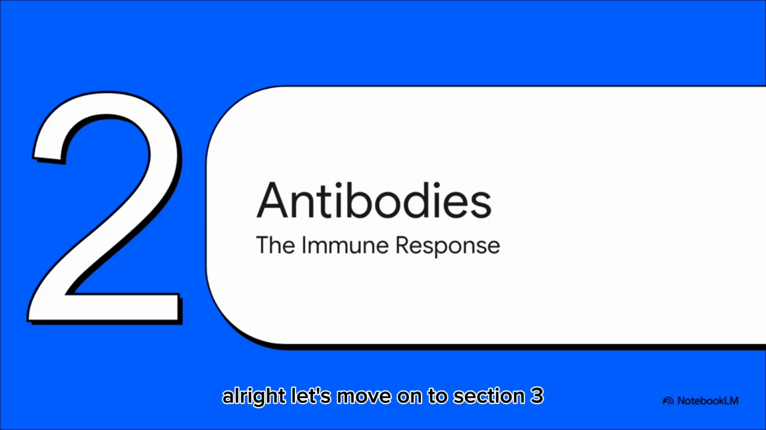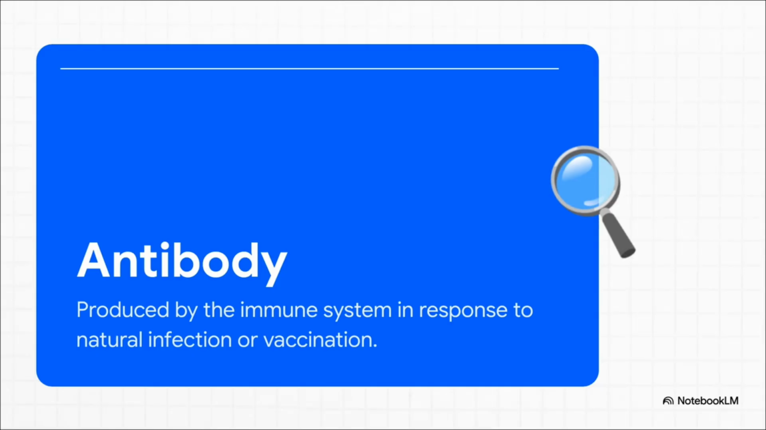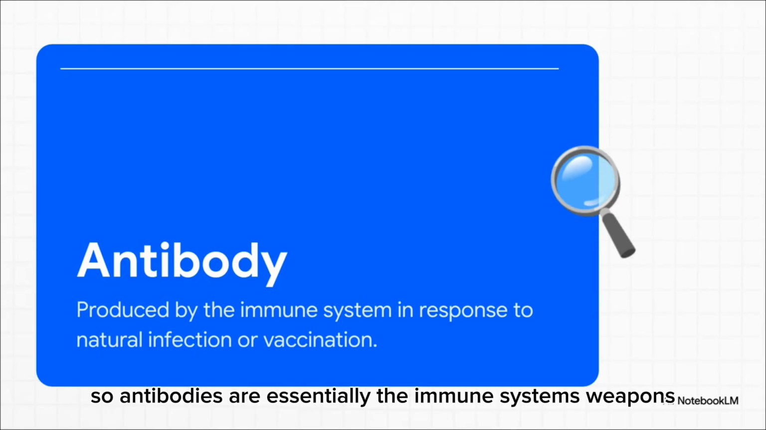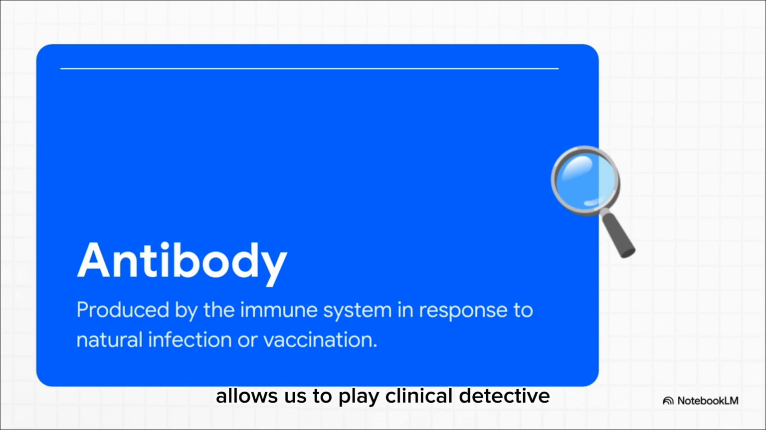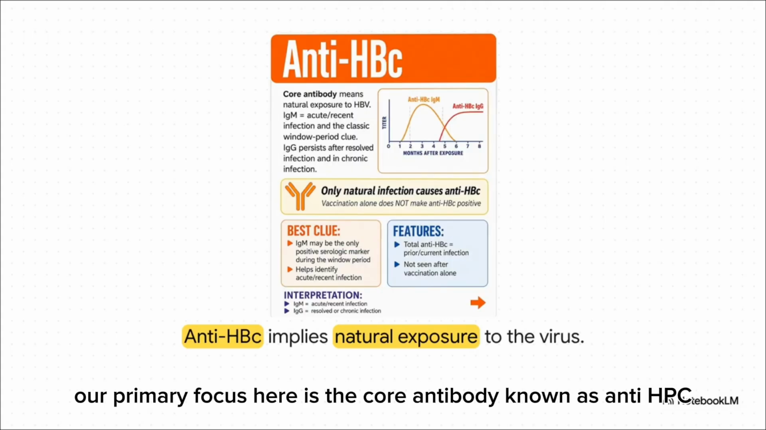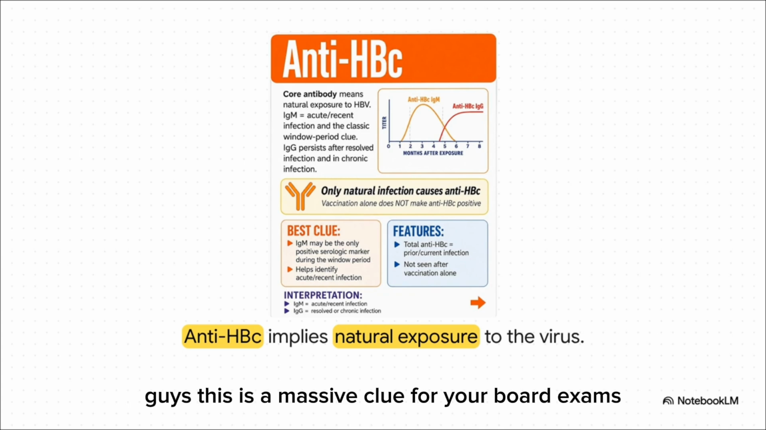All right, let's move on to section 3, antibodies and the immune response. So antibodies are essentially the immune system's weapons. Analyzing which antibodies are present and exactly what form they're in allows us to play clinical detective and figure out the patient's precise exposure history. Our primary focus here is the core antibody, known as anti-HBc. Guys, this is a massive clue for your board exams because it implies natural exposure to the virus.